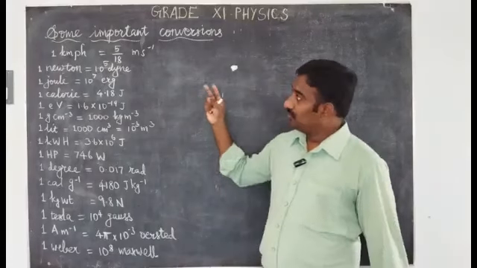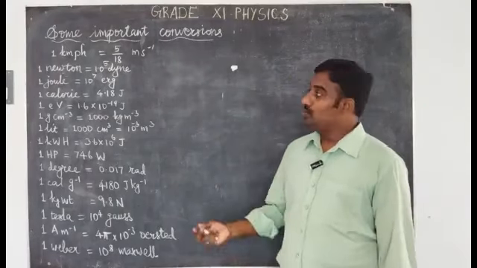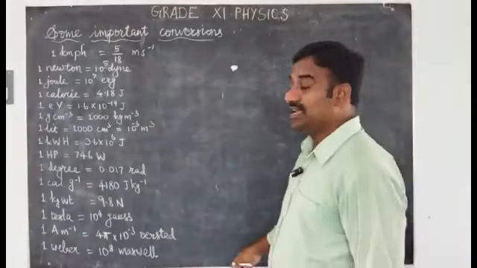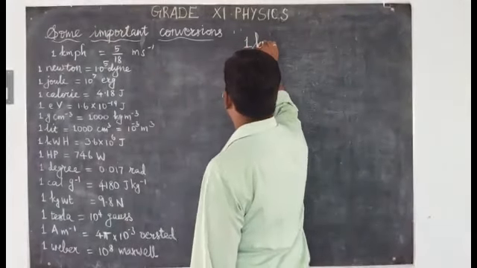Okay, so now some important conversions. How to convert one kind of unit into another kind of unit. So about each unit conversion we are going to see. The first one is 1 kilometer per hour, that is equal to how many meter per second.